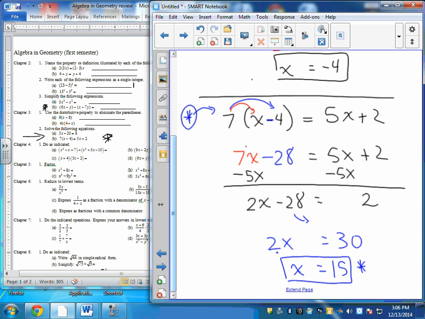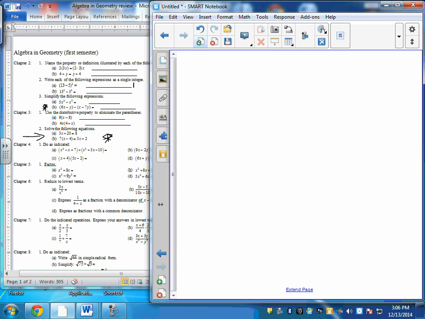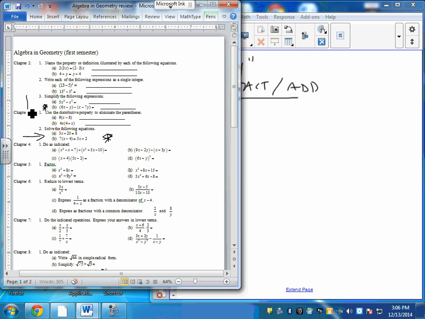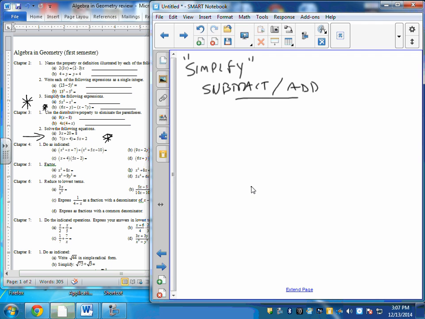Okay, let's see. The fourth exam question is going to be a simplify type of problem, and these could be subtract or add, and generally, again, like terms. So if you look at the test back in chapter 2, again, we had some simplify types. We've already seen the first one where we had 5x squared minus x squared, but let's look at the second one, 6x minus y, and from that you had to subtract the x minus 7y.